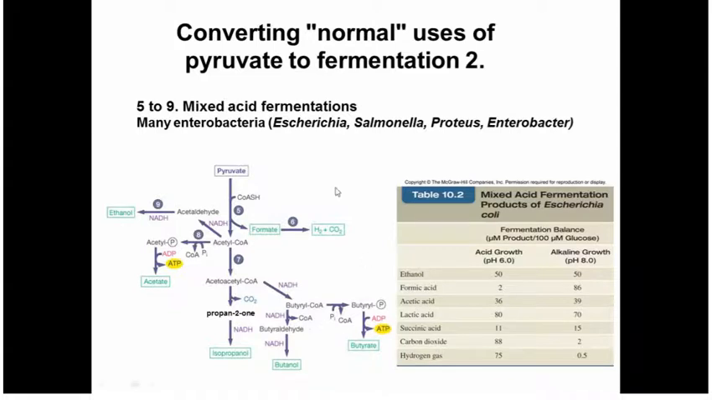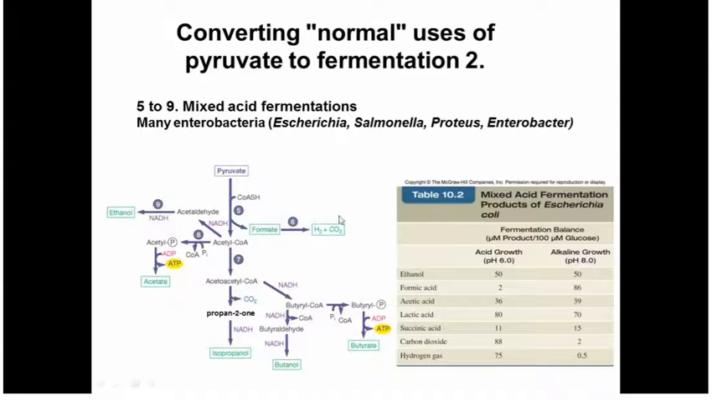These bacteria are not acidophilic. They prefer neutral pH. So if the pH goes down too far, that will prevent these bacteria from growing. So when pH goes down to 6, what is going to happen is there's going to be a change.